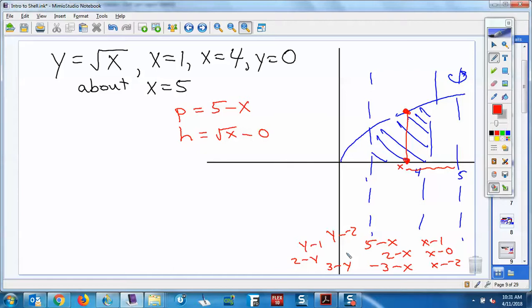Now you might say, how come it would be 5 minus x one time and another time it might be x minus 5? Well, what if our region would have been over on this side? Then our strip would have been over here. And the distance from here to 5 is right minus left. It'd be x minus 5. But here the strip is to the left of our axis of revolution, so it's 5 minus x. It's always right minus left. It's always right minus left.